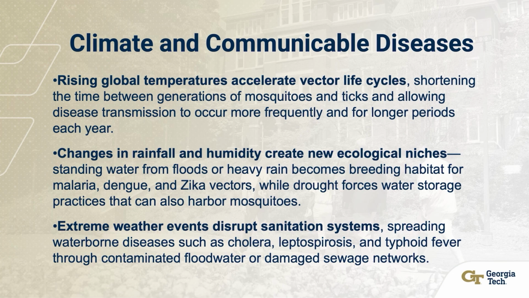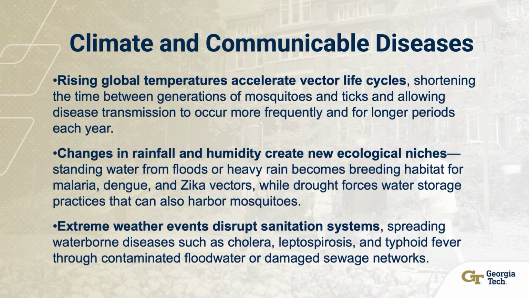Climate and communicable diseases. There are a couple of slides on this broader topic. Rising global temperatures accelerate vector life cycles, shortening the time between generations of mosquitoes and ticks and allowing disease transmission to occur more frequently and for longer periods each year. So exposure is increasing because of the heat that we're experiencing on the planet.